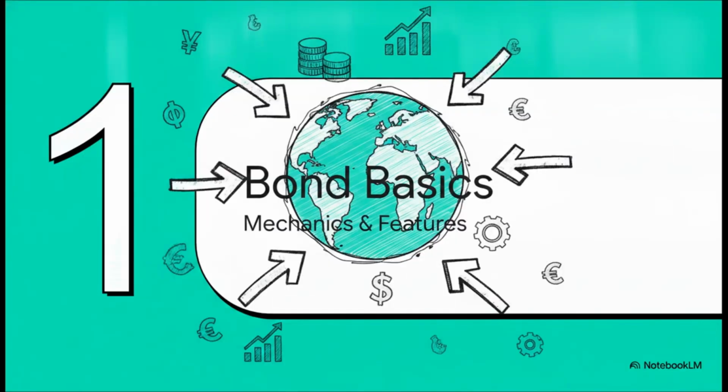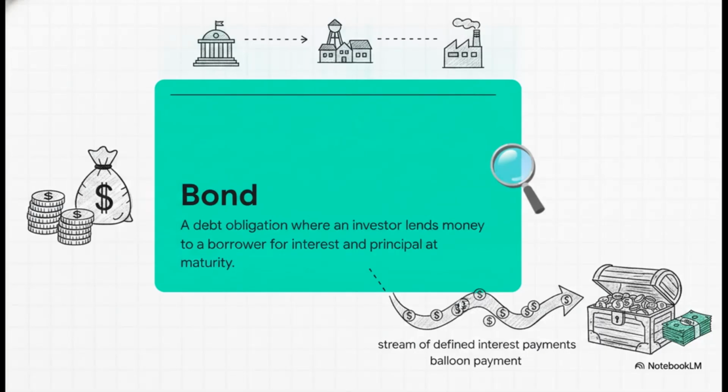Section 1. Bond Basics. Let's look at the actual mechanics and features at play here. Okay, so the absolute most crucial thing to grasp right off the bat is that when you buy a bond, you aren't buying a piece of a company like you do with a stock. Actually, scratch that. It's completely different. You are acting as the lender. You are literally lending your hard-earned capital to a government, a municipality, or a corporation.